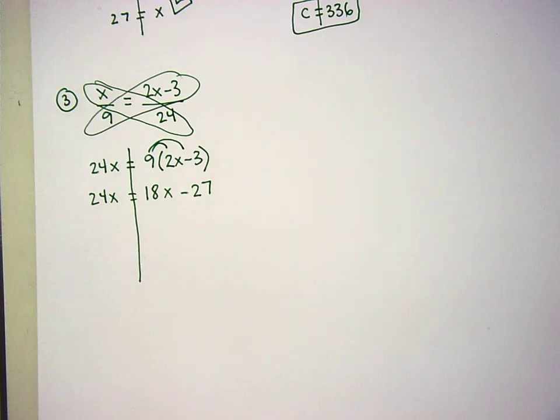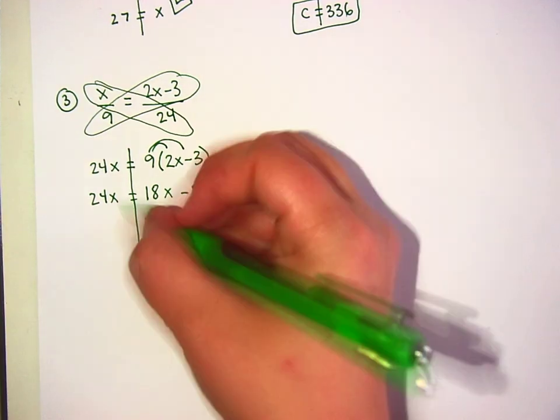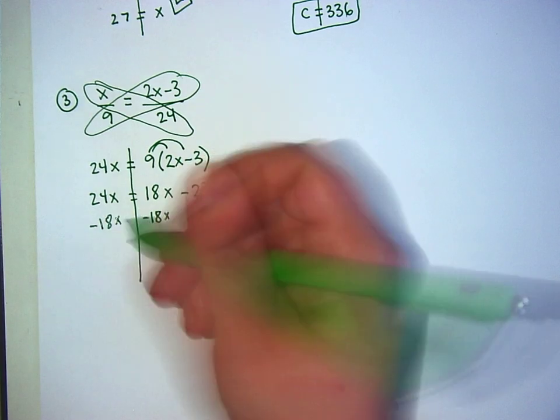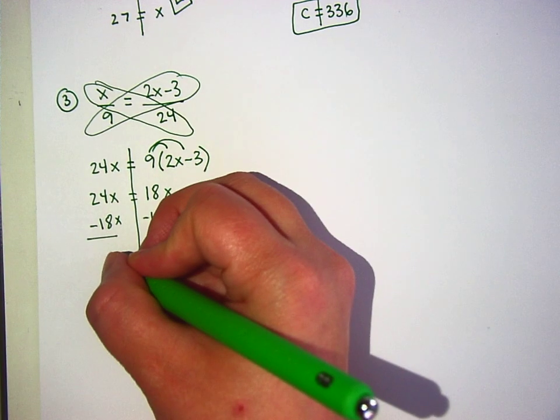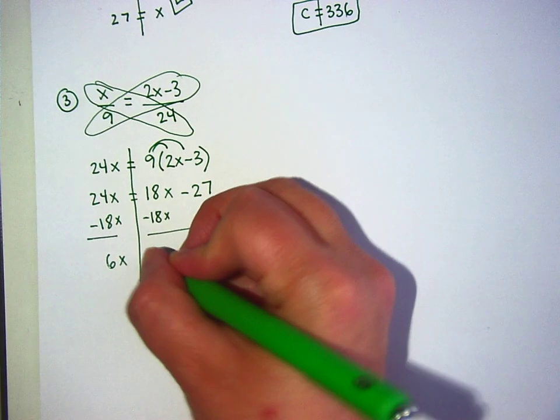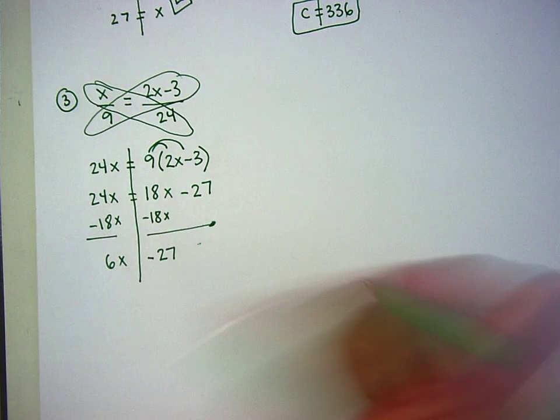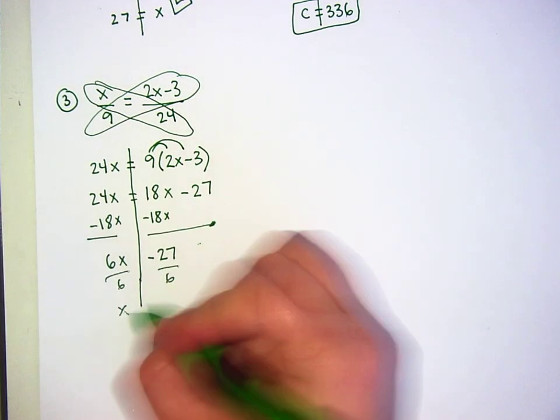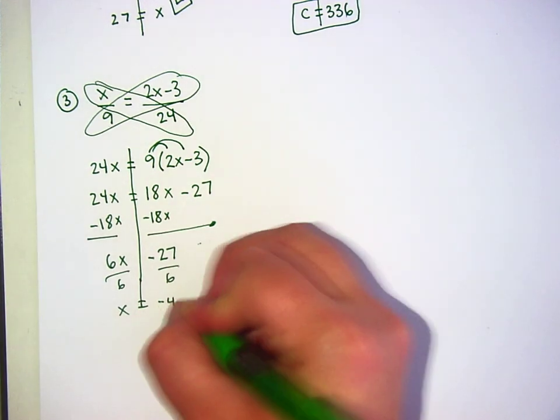Now what should I do? Plus 27 on both sides. Oh, I don't think I need to move the 27. Subtract 18 on both sides. I got 6x equals negative 27. You guys getting the same thing? Now what? Divide by 6. Negative 4.5.